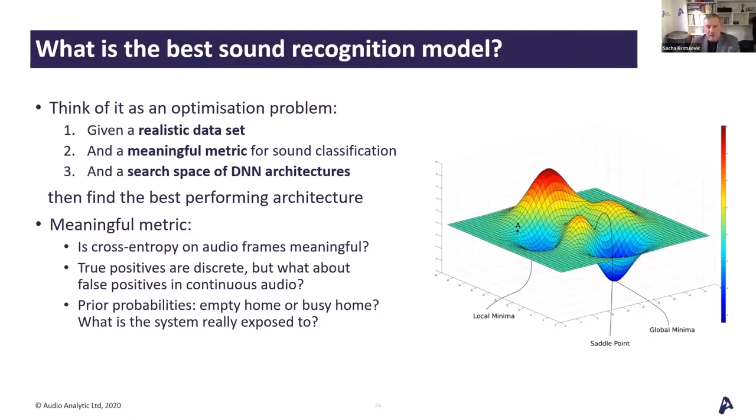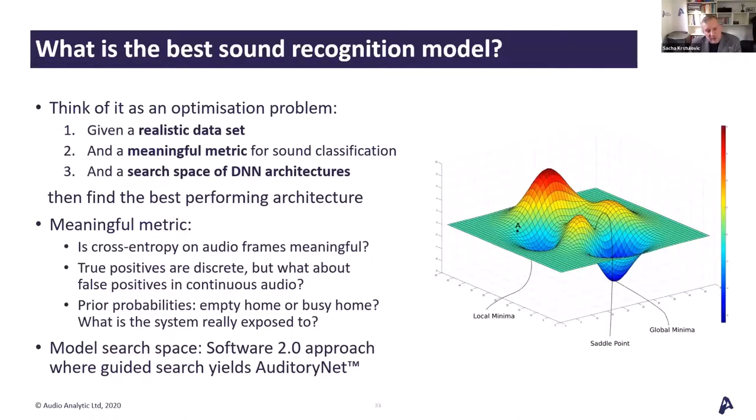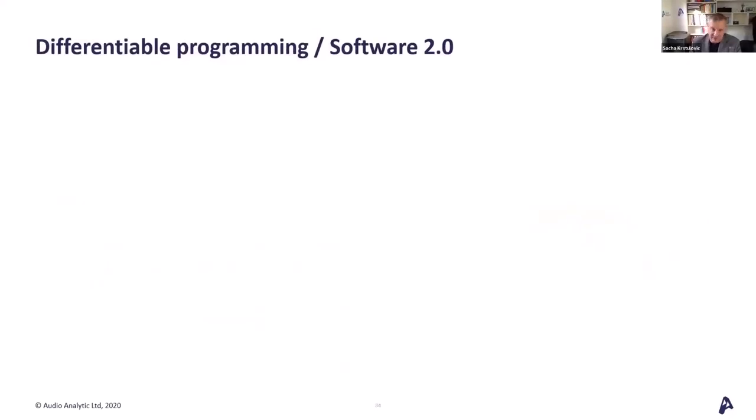One of the messages I'm really trying to get through in the community is that the DNN architecture doesn't matter as much as people claim. Sometimes you have very similar performance with DNNs which are very simple versus DNNs which are very big and complicated. So it's really important to search the space of architectures, and you can only do that if you have realistic data and a meaningful metric. Searching your model space is what's called the software 2.0 approach, where there is a guided search. In our case, we baptized our architecture AuditoryNet. But again, it's the result of optimizing across very precise data.